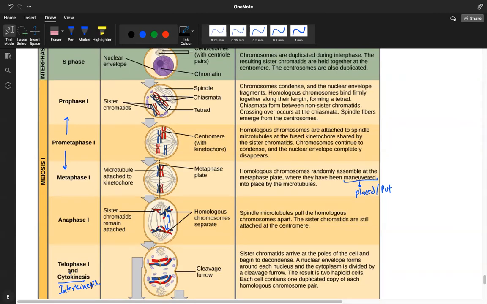So each cell contains one duplicated copy of each homologous chromosome pair. That's it. But it is a haploid cell. So right after meiosis 1, we reach two haploid cells, which proves that we started with a diploid cell and two haploid cells we get after meiosis 1. So meiosis 1 is reductional in nature.